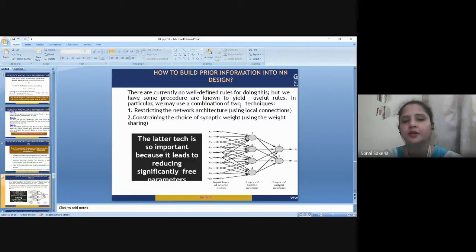Now, there are currently no well-defined rules for doing this, but we have some procedures. They are known to yield useful results or rules. In particular, we may use a combination of two techniques. One, restricting the network architecture using some local connection, and secondly, constraining the choice of synaptic weights using weight sharing. The latter technique is so important because it significantly reduces free parameters.